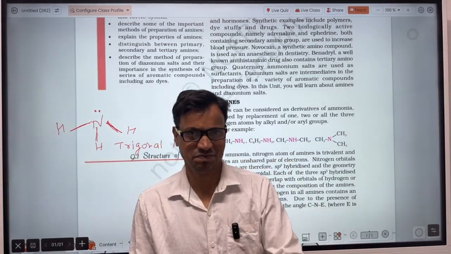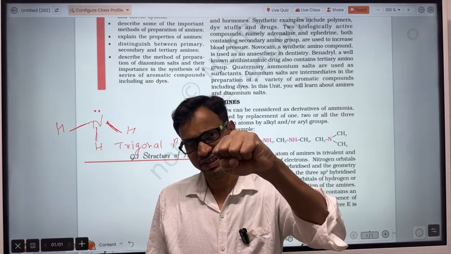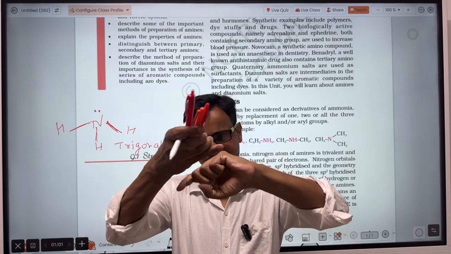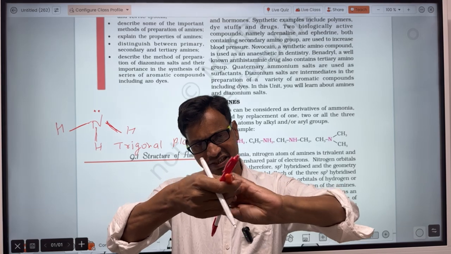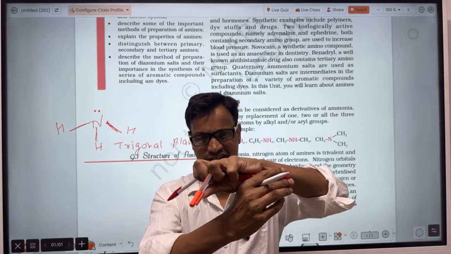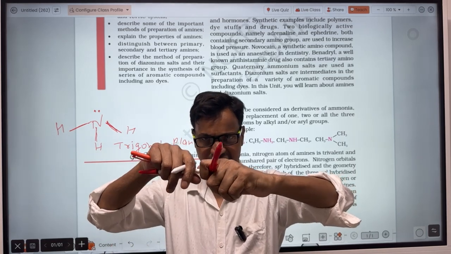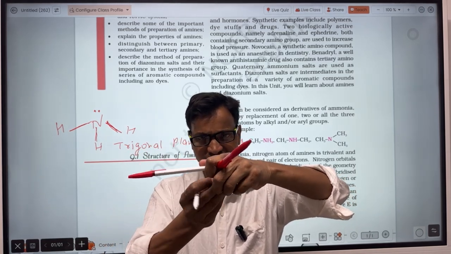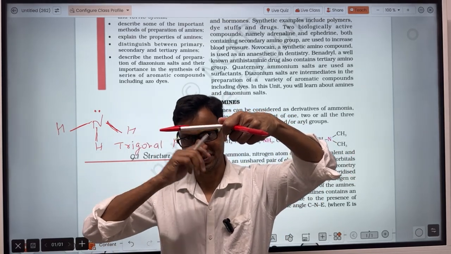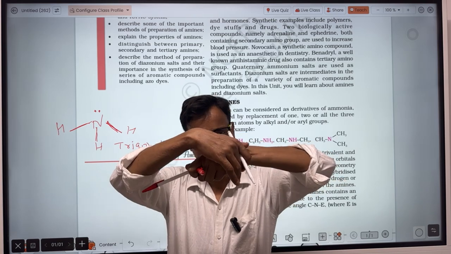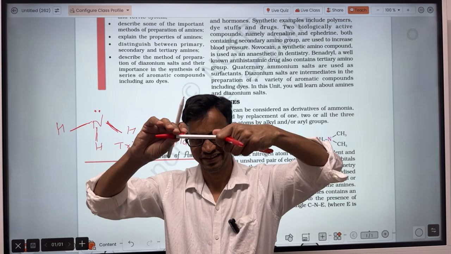Let's see about this one. Suppose my hand here is nitrogen, and the fingers are hydrogens, like this. Shape would be like this. Initially, the 3 hydrogens will lie in three-dimensional space so that there is minimum repulsion between them. So the angle would be 120 degrees, but actually not.